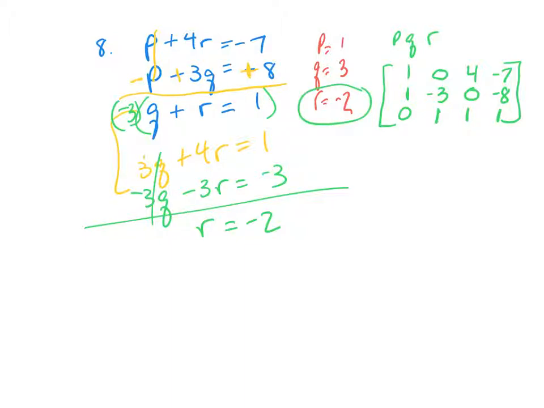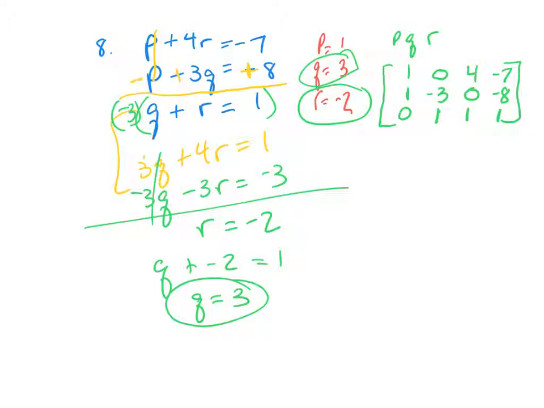Okay? Now I put that in. I have Q plus negative 2 equals 1. Add 2 to the other side, and I have Q equals 3. So Q equals 3 looks like a slam dunk. And now I just have to find the P.